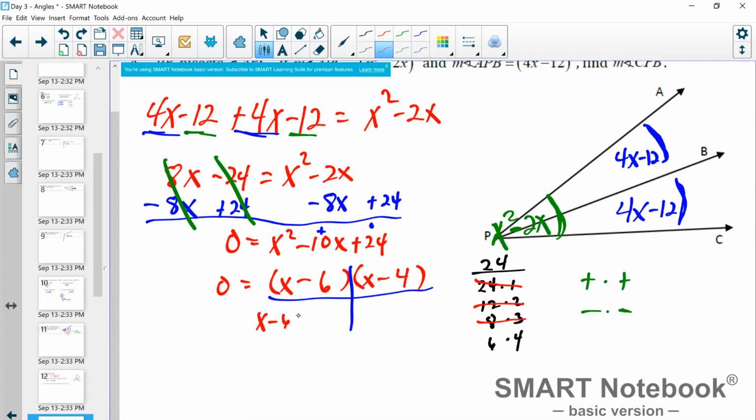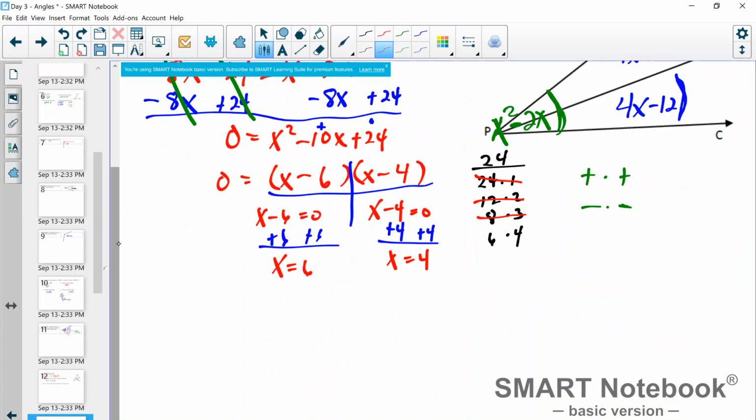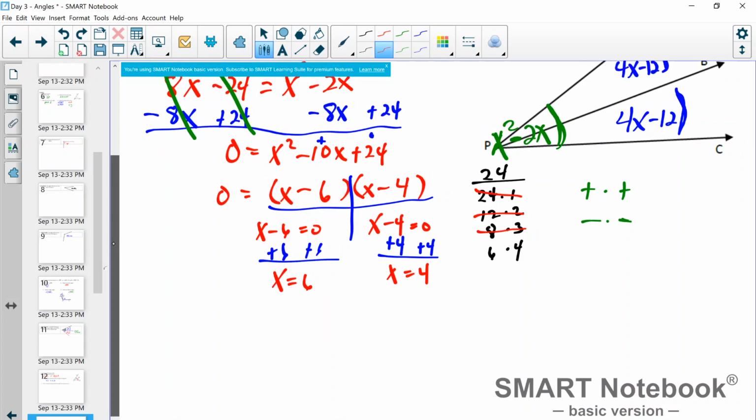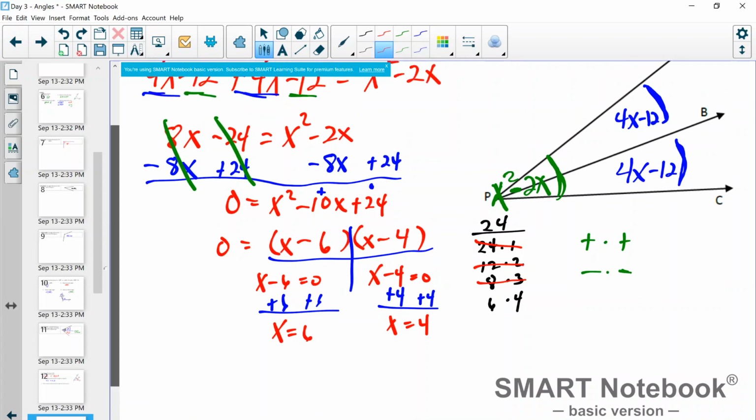So x minus 6 equals 0. x minus 4 gives me 0. On this side, I'll add 6, so I get an x value of 6. And on the other side, I'll add 4, so I get an x value of 4. So again, with a quadratic equation, I end up with two possible values of x. The question is, can I use both, or is there only one that I can use?